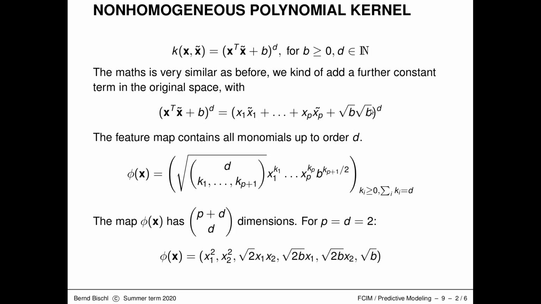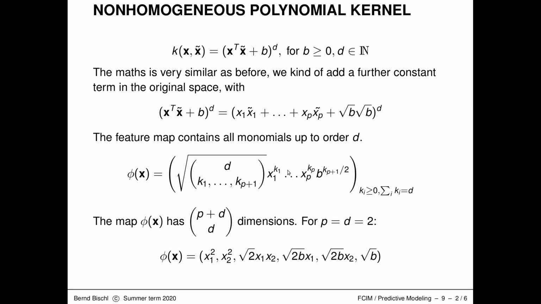And now if we, for this expanded version, apply the maths of the homogeneous polynomial kernel from before, you will arrive with the same formula, but now you also have this b in there, or square root of b I should say, also to the power of a certain exponent.